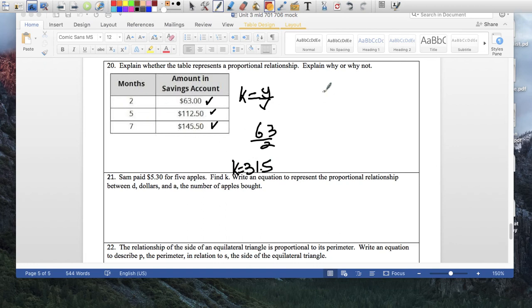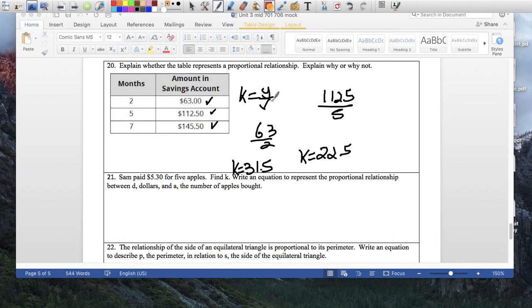Let me do the second point, which is 112.50 divided by 5. 112.50 divided by 5 equals 22.5. So you can tell that K is different.